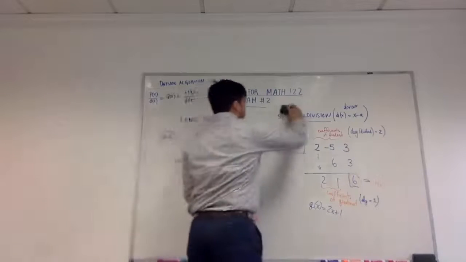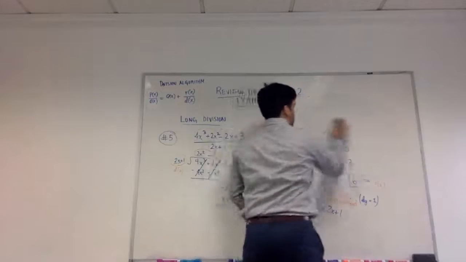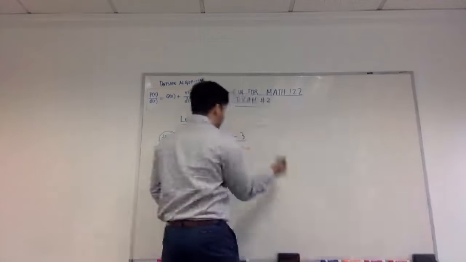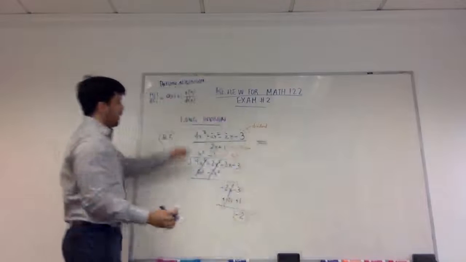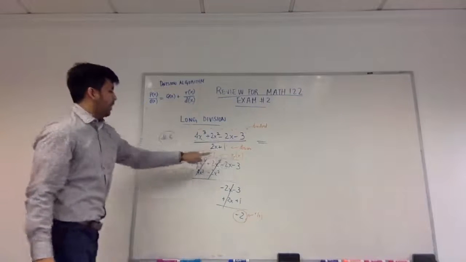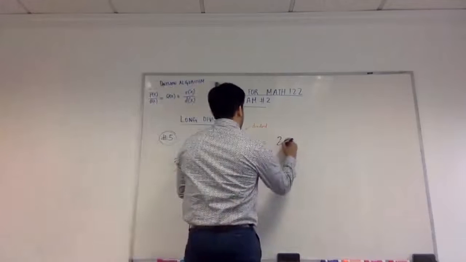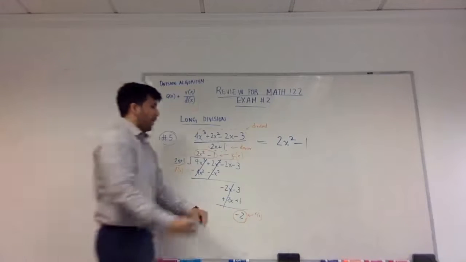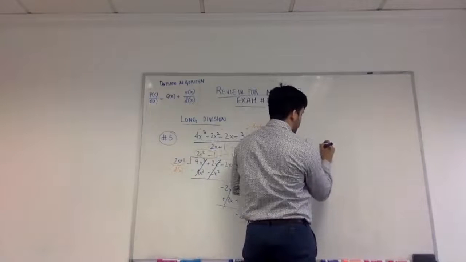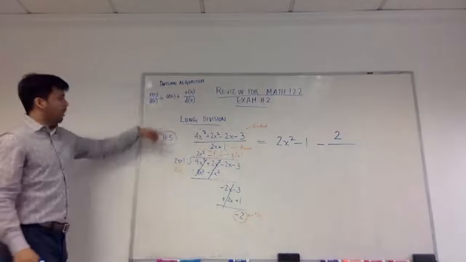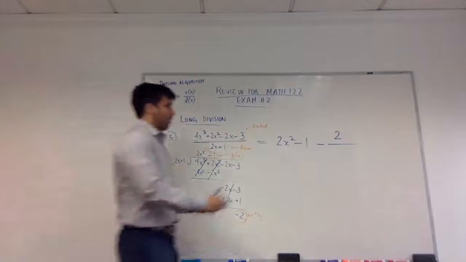So my final answer here will have p of x over d of x equals q of x, which happens to be 2x squared minus 1. That's q of x. R of x is negative 2, so I can put this negative sign here. Negative 2. And my divisor is 2x plus 1.